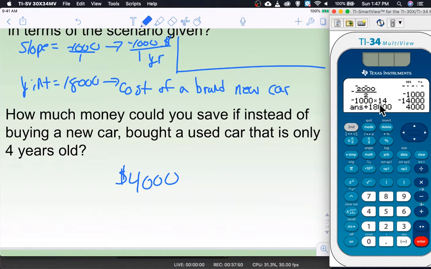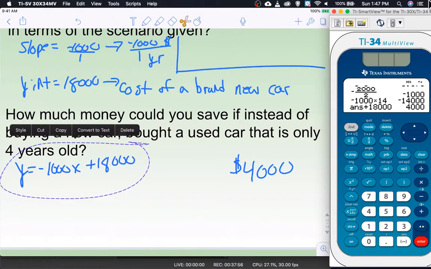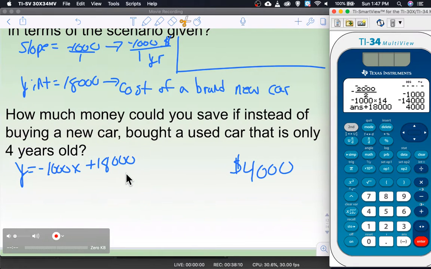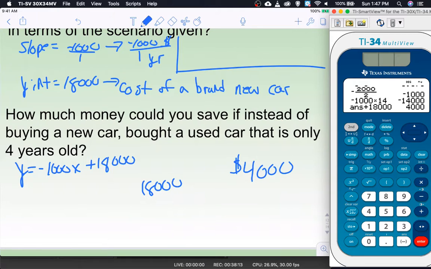You could also use the equation way of doing this. You could take this equation and plug in a 0-year-old car. We know it's worth $18,000. You could take the same equation, plug in a 4-year-old car. It'd be worth $14,000. And then how much money could you save? You would take the $18,000 for a new car minus the $14,000 for a 4-year-old car, and you get a savings of that same $4,000. Okay, it's different methods. Not one method works for everybody. So if you weren't able to reason it, you have a backup. You have an equation.